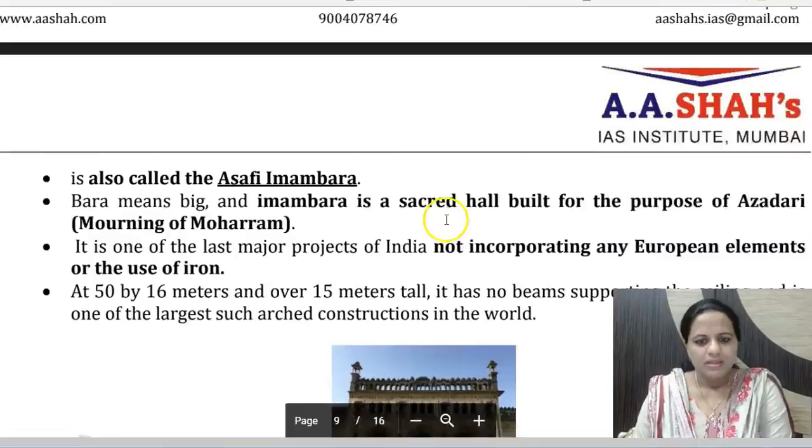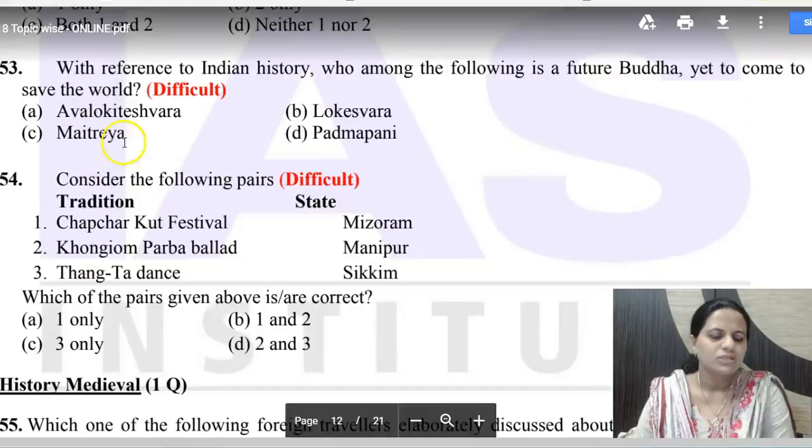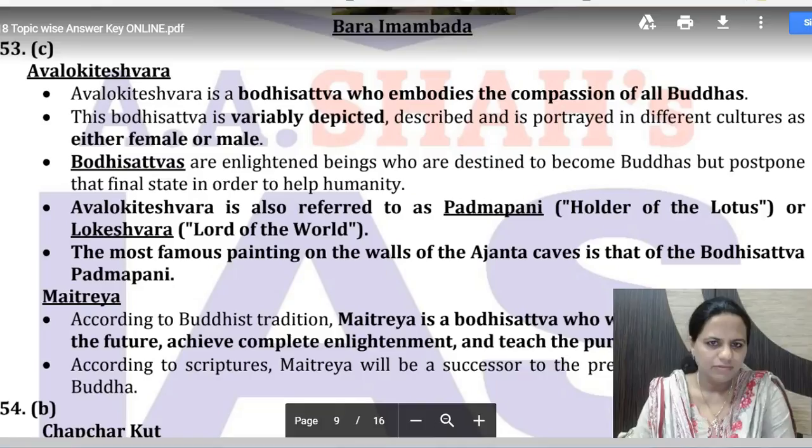Then next is 53. With reference to Indian history, who among the following is a future Buddha yet to come to save the world? So this is actually Maitreya. Avalokiteshvara is quite often in news, that is a bodhisattva. A bodhisattva embodies the compassion of all Buddhas, and is called Avalokiteshvara. So Maitreya is the correct answer.